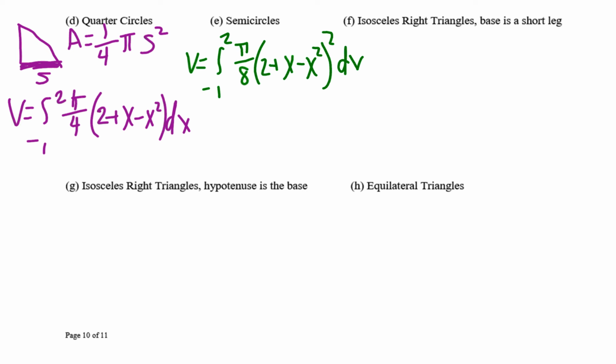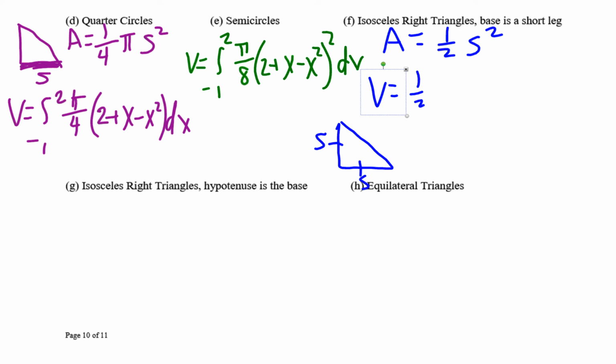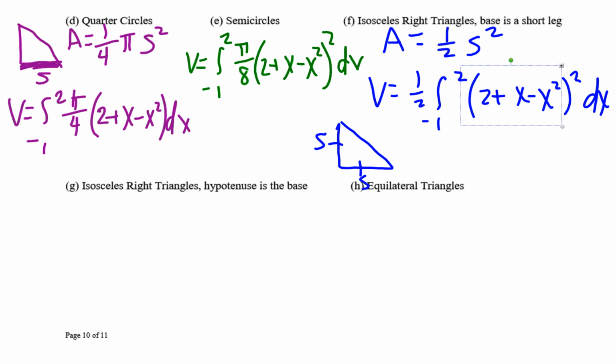Okay, continuing with example 10. So we have isosceles right triangles where the base is a leg. So if this is S, the area is really simple. Area is 1/2 S times S. So the volume would be 1/2, I notice I just put that up front. You could put it on the inside or you could put it on the outside, doesn't matter. S squared, 2 plus x minus x squared, quantity squared, dx.